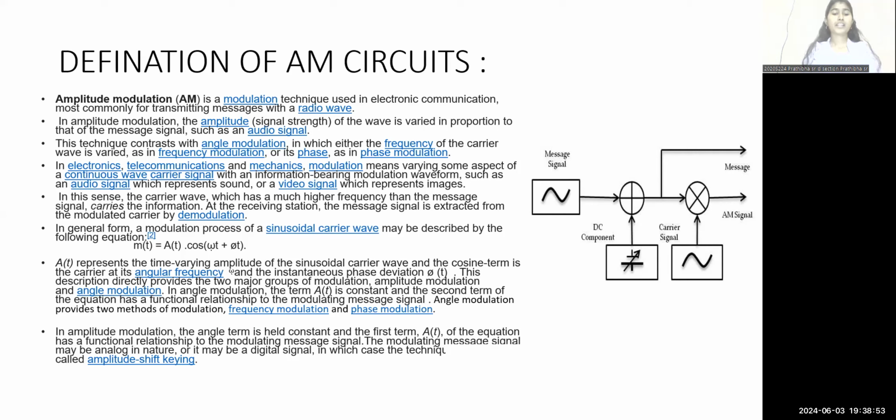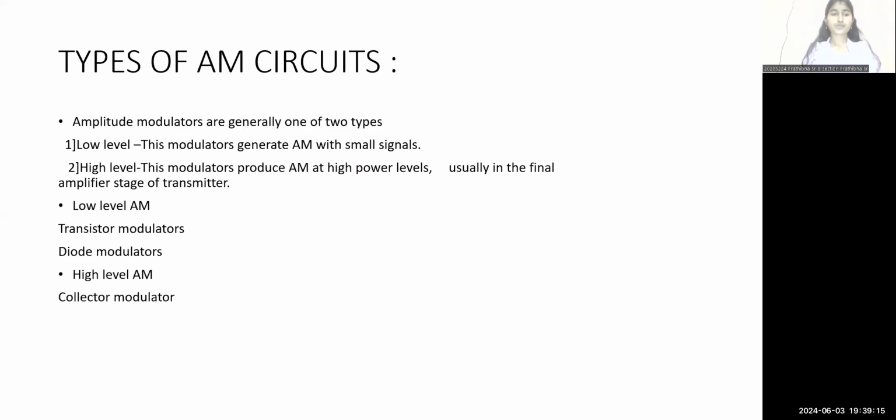In AM modulation, the angle term is held constant and the first term, A(t), of the equation has a functional relationship to the modulating message signal. The modulating message signal may be analog in nature, or it may be a digital signal, in which case the technique is called amplitude shift keying. Now let us see the types of AM circuits.